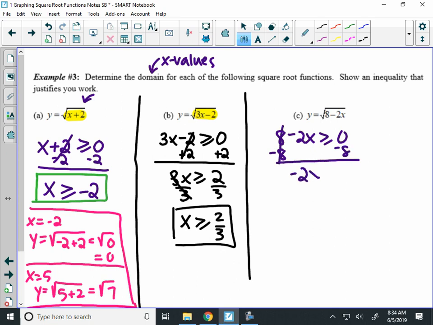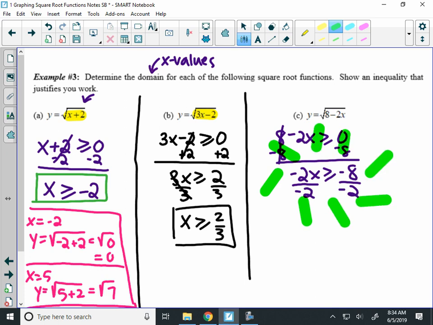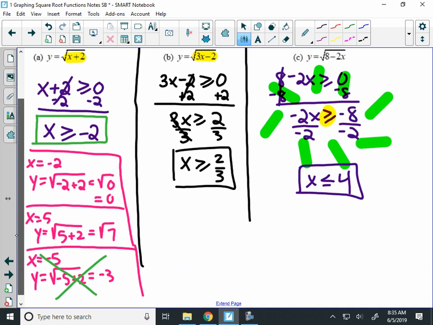Get negative 2x is greater than or equal to negative 8. And then divide by negative 2. And you should have warning signs going off in your head right now. I divided by a negative. That means you have to flip the inequality sign right here. So when I have x by itself, that sign flips over to look like this. X is less than or equal to 4. That is the value of x, that is our domain.